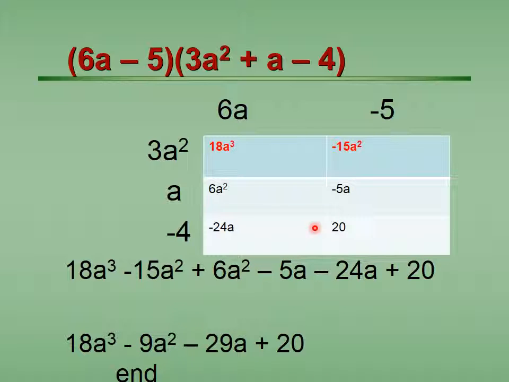So if you notice, like terms go on the diagonal. So 18a cubed doesn't have a diagonal, so it's just 18a cubed. But 6a squared is diagonal to negative 15a squared, so that became negative 9a squared. Then I have negative 24a is diagonal to negative 5a, and so that becomes negative 29a. And then 20 does not have a diagonal, so I have plus 20.